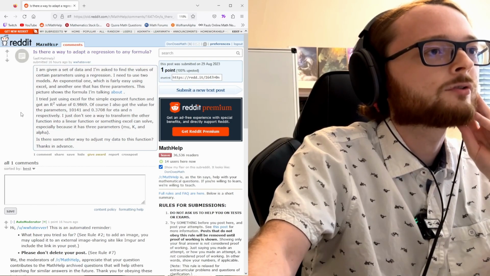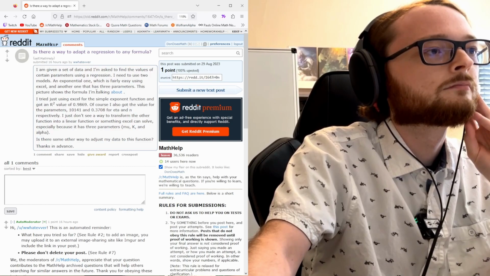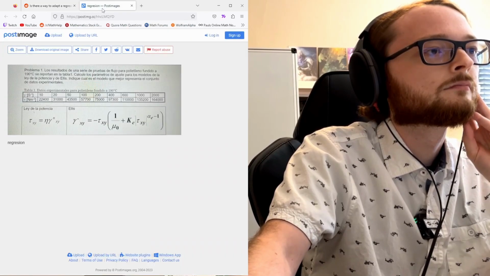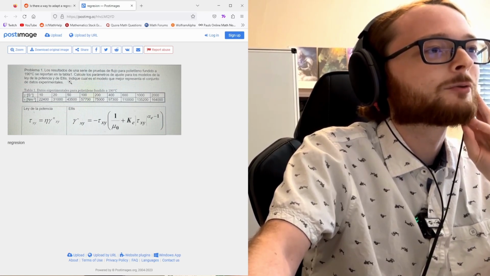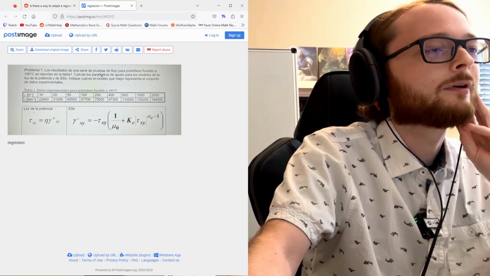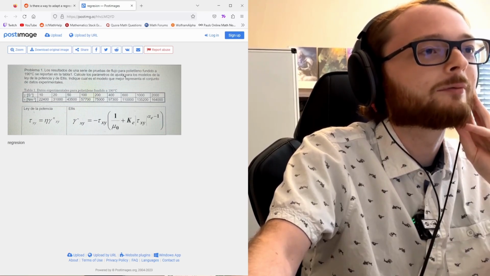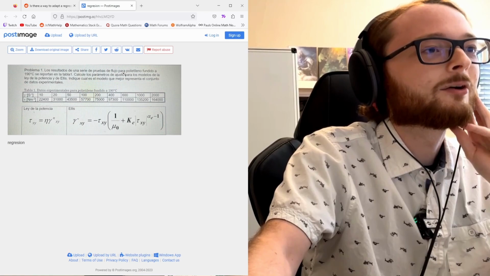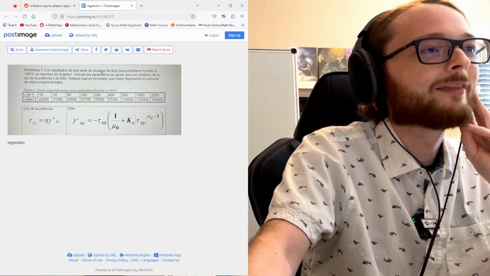It's a way to adapt a regression to any formula. Okay, we got some Spanish here. Let's see if I can read it. It's always fun to try to read Spanish. The results of a series of problems of flutes. No, that's not flute. Nope. Okay, I was really solid on the first, maybe third of this, and then I'm crapping out here.